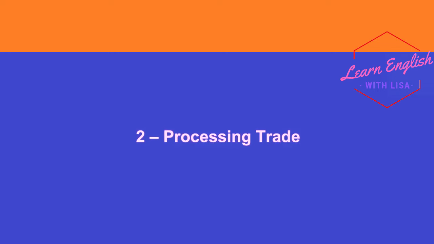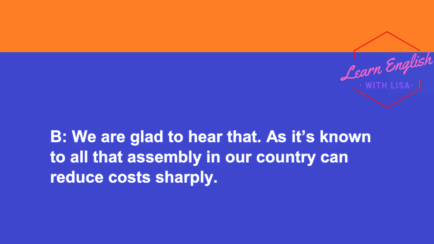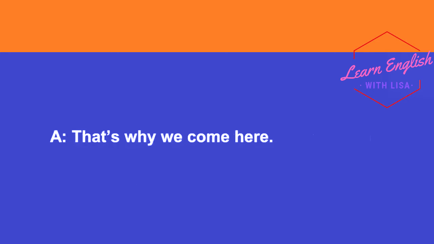Two. Processing trade. Dialogue 1. We're thinking of having products processed in China. We are glad to hear that, as it's known to all that assembly in our country can reduce costs sharply. That's why we come here.